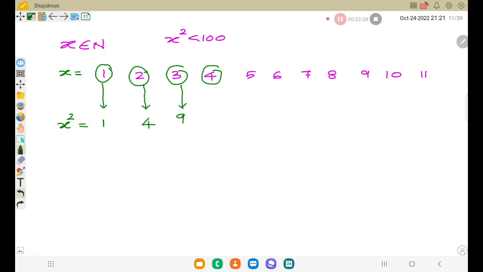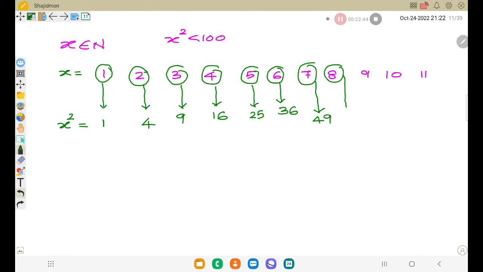3, what is the square? 9. 4 square is 16. 5 square is 25. And 6 square is 36. 7, what is the square of that number? 49. 8 square is 64. 9 square is 81. 10, what is the square of the number? That is 100, correct? Now square of 11 means 121, like that it is going. I am not writing all the numbers.